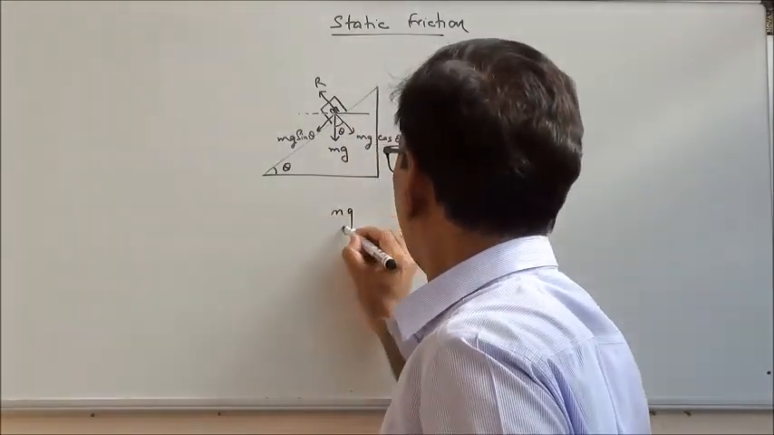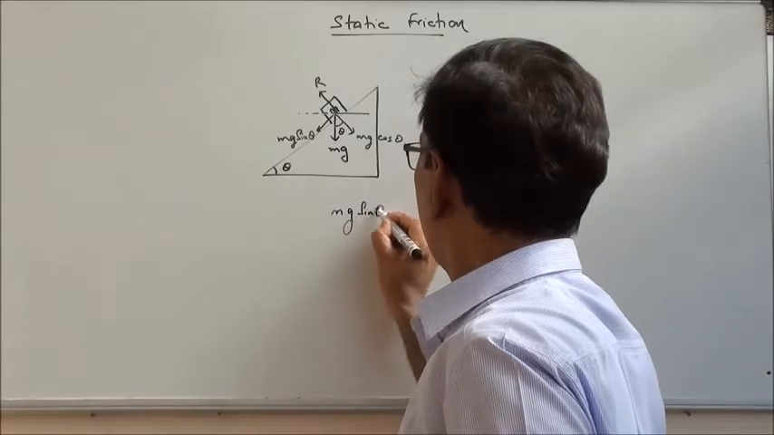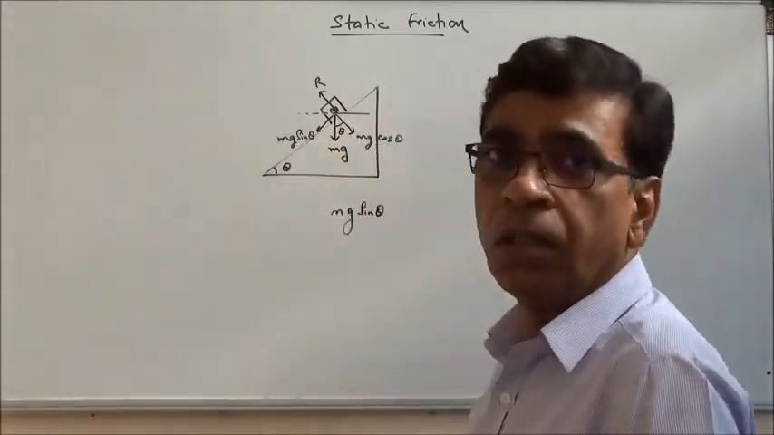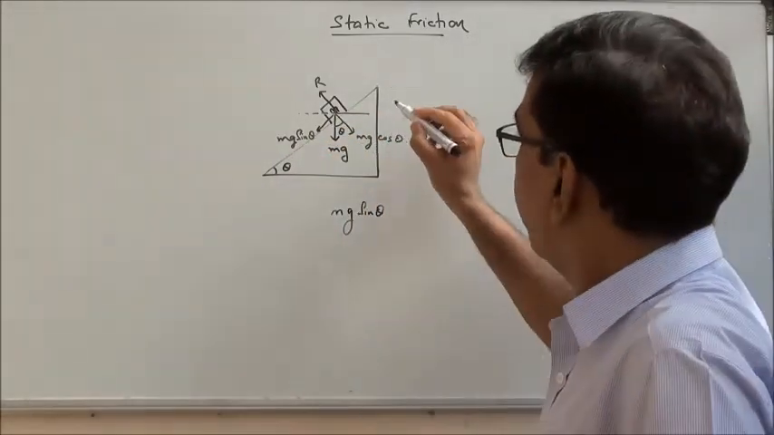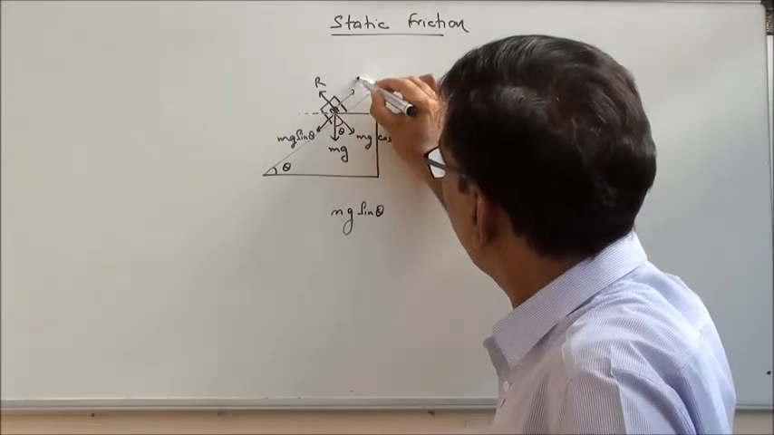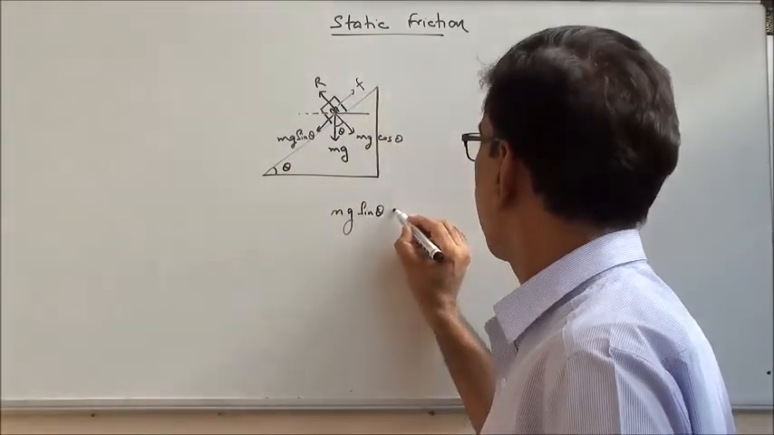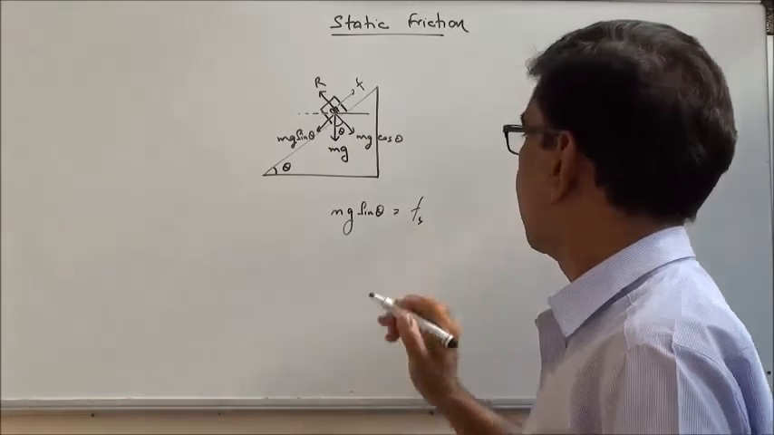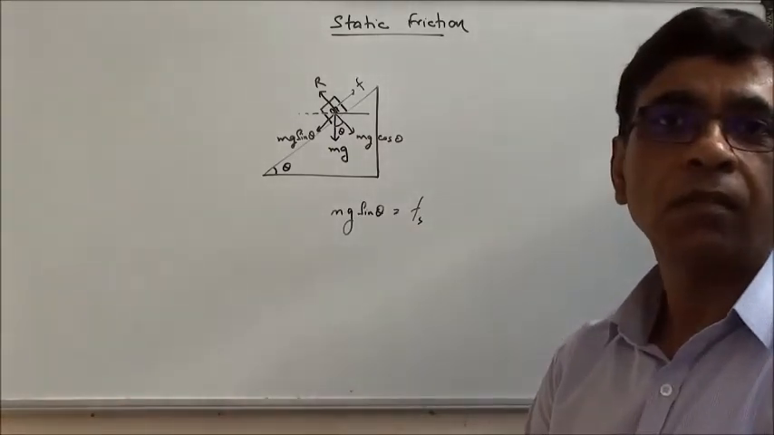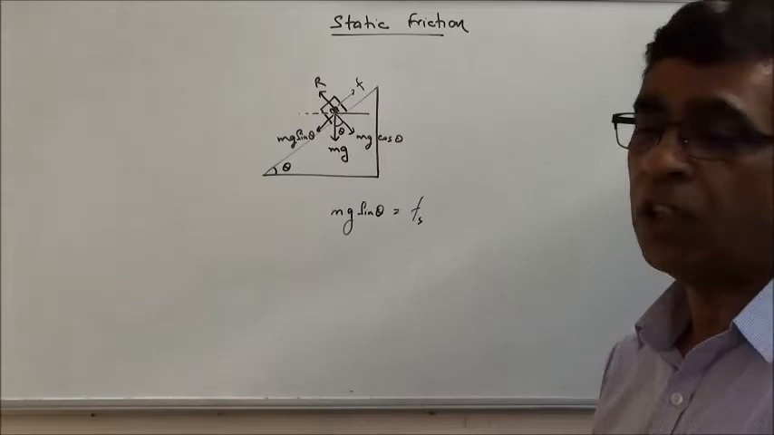Mg sin theta is the force acting on it in the downward direction. But if it is not moving, it means there is a frictional force which is equal to this. So this is the force of static friction, mg sin theta. This is how you will calculate it.